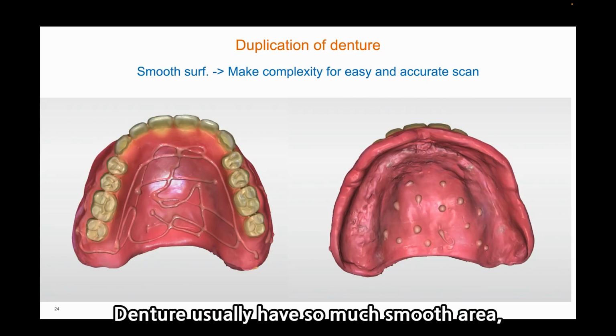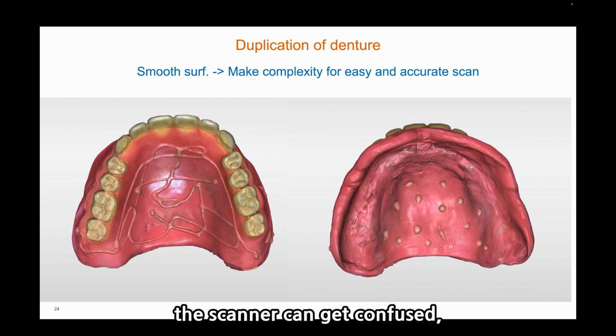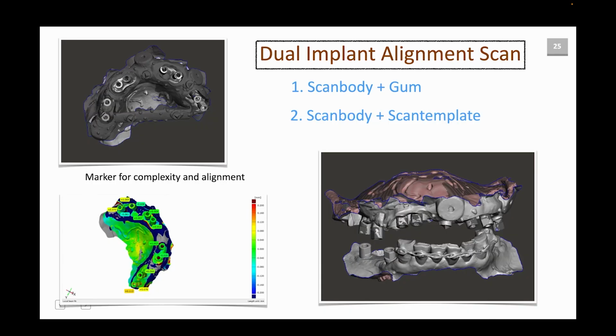Dentures usually have so much smooth area that the scanner can get confused. It's very hard to scan. In this case, markers are very useful. You can remove them later in the CAD software. Here is an example of actual use.